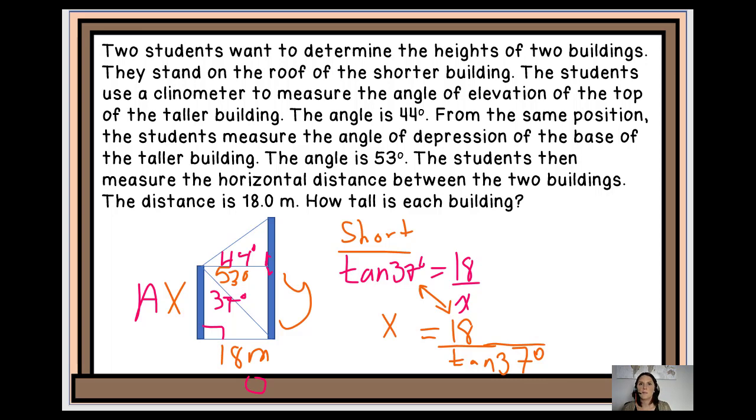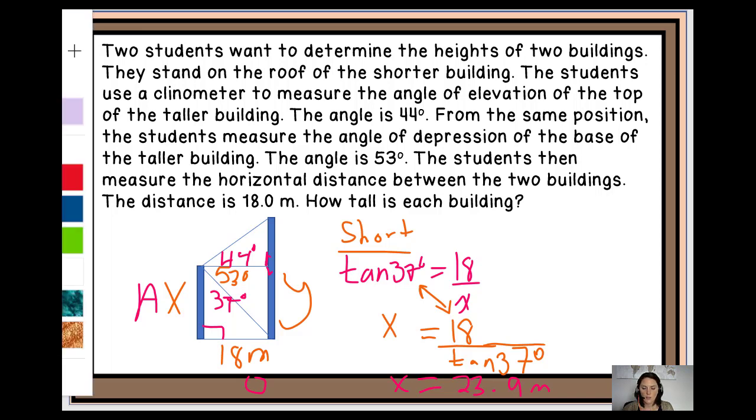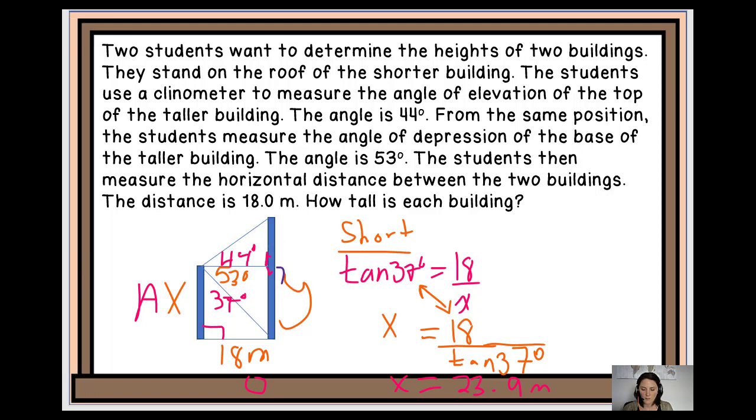So we have 23.9 as the height of the shorter building. Okay, so the height of the shorter building is 23.9. Now we need to figure out the height of the taller building. So we know that from that horizontal line that I drew into the bottom is 23.9. So we need to figure out what the missing piece up at the top is and then add them together to find the total height of the taller building. So we're basically looking for, I'll call it z.